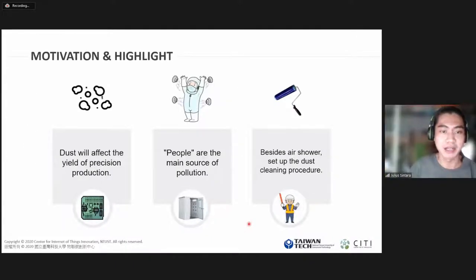Therefore, as the highlight, the important thing is that we want to keep dust away from the clean room, and workers, as the main source of pollution, should do certain cleaning procedures properly. The word properly is very important here, since it is not something we can do perfunctorily; we really have to have the employees do the cleaning procedure correctly. And next slide.